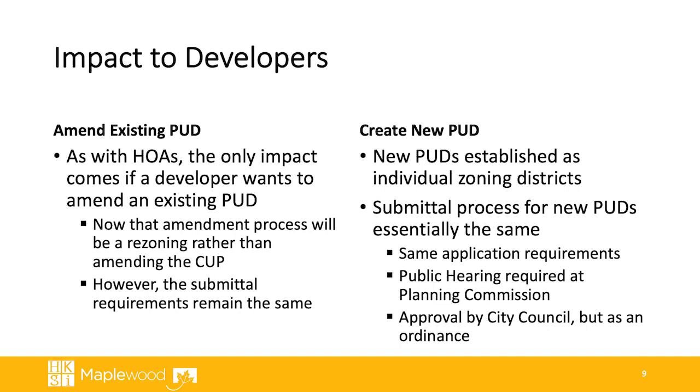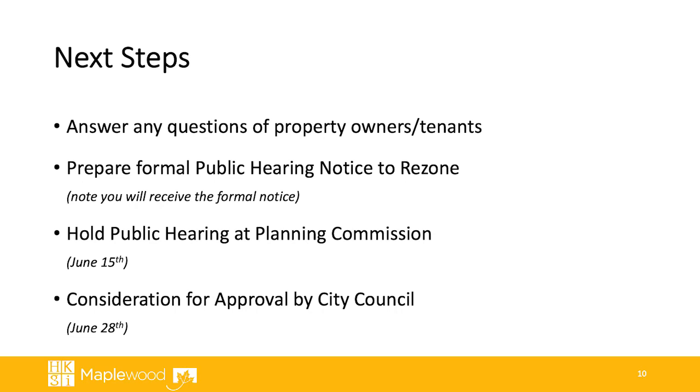So what are the next steps in the rezone process? City staff are available to answer questions. Soon staff will prepare a formal public hearing notice to rezone existing PUDs. Once finalized, this notice will be sent to all property owners of existing PUDs. A public hearing at the Planning Commission is tentatively scheduled for June 15th at 6 p.m. The rezoning will then be considered by the City Council on June 28th at 7 p.m.